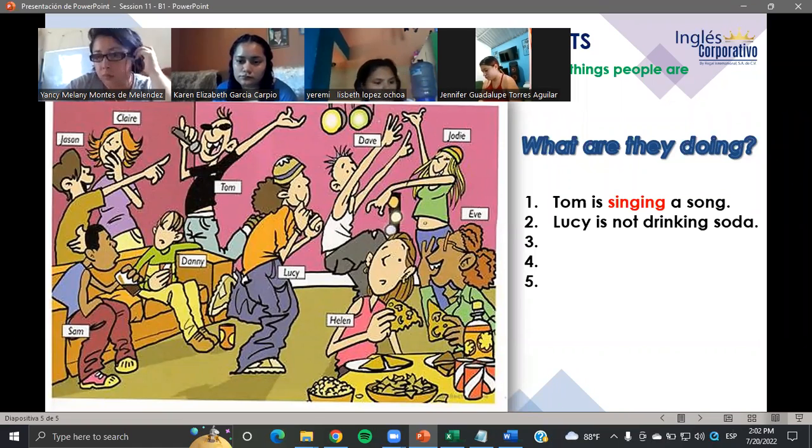Helen and Eve are dancing. Okay, Helen and Eve are not dancing. Are not dancing. Okay. Or aren't, right? You can use contraction. Aren't dancing. Okay. Let's see. Yeah, the examples are good.